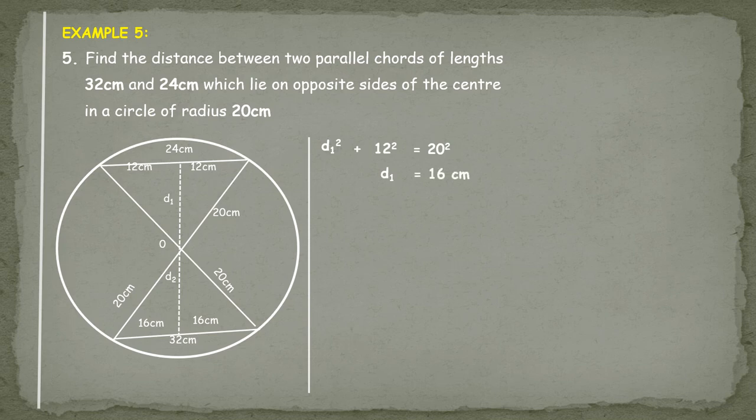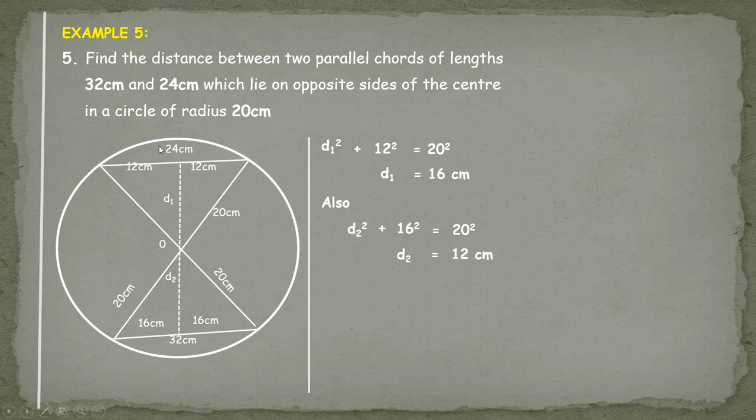Now this same concept will also apply on this triangle. Remember, it is right angled at this point. This is right angled here. There is a right angle here. So if this is our 16, this is our 20, then we can get d2, still making use of the Pythagoras theorem. So we shall say d2 squared plus 16 squared should give us 20 squared. So d2 will give us 12 centimeters.